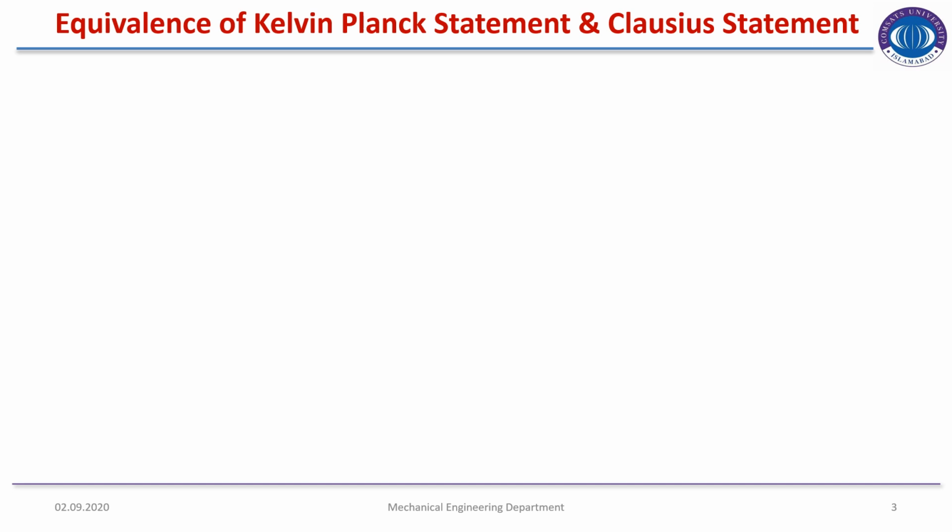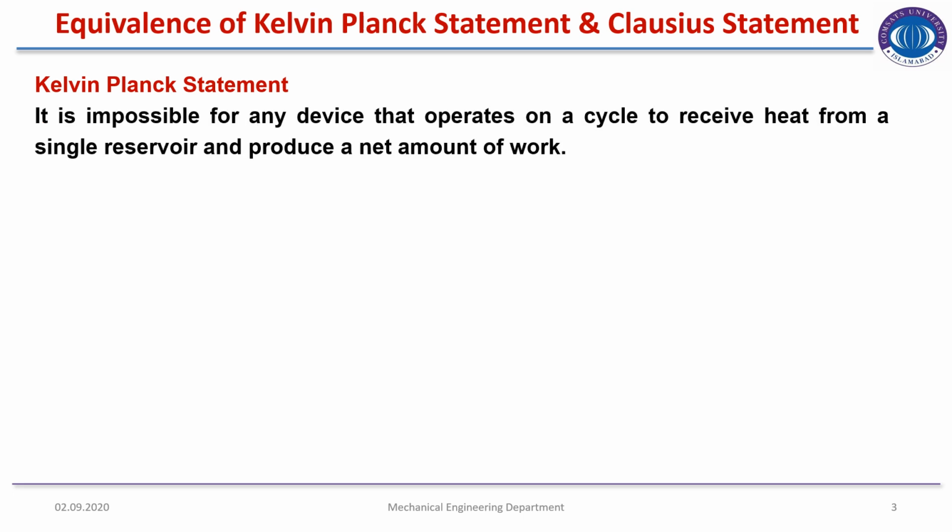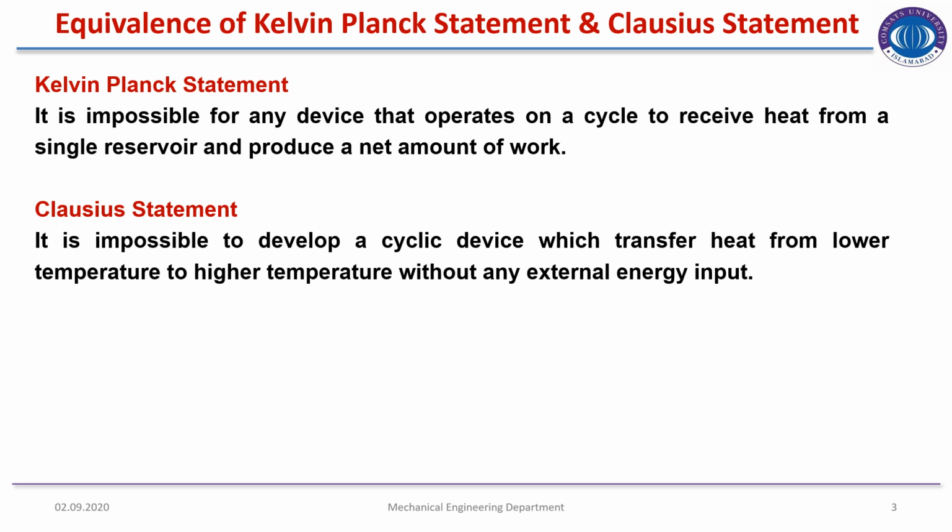Equivalence of Kelvin Planck statement and Clausius statement. Kelvin Planck statement is stated as: it is impossible for any device that operates on cycle to receive heat from a single reservoir and produce a net amount of work. Clausius statement is stated as: it is impossible to develop a cyclic device which transfers heat from lower temperature to higher temperature without any external energy input.